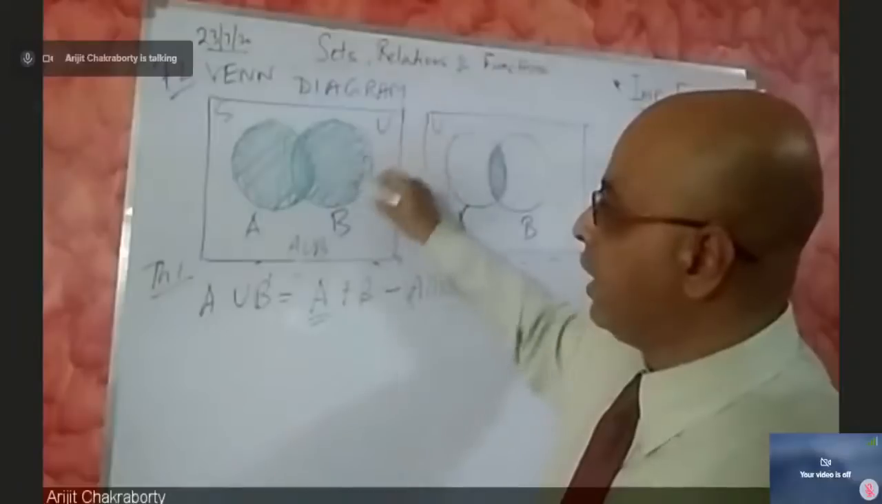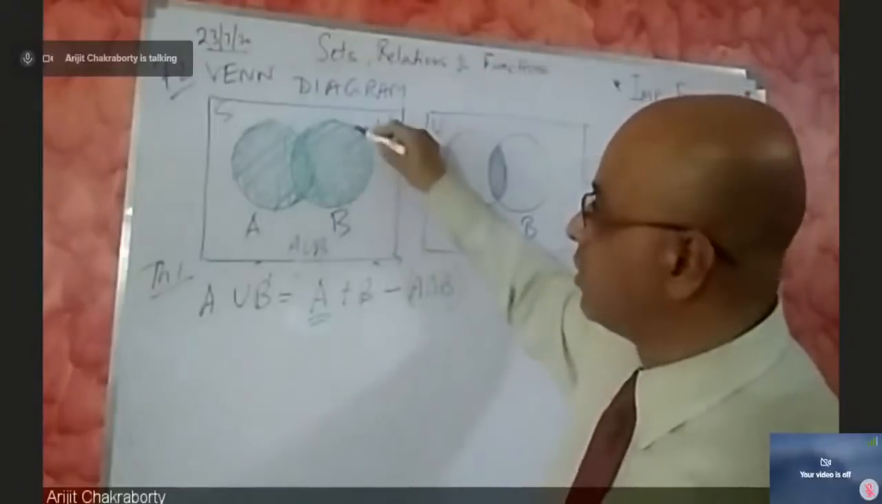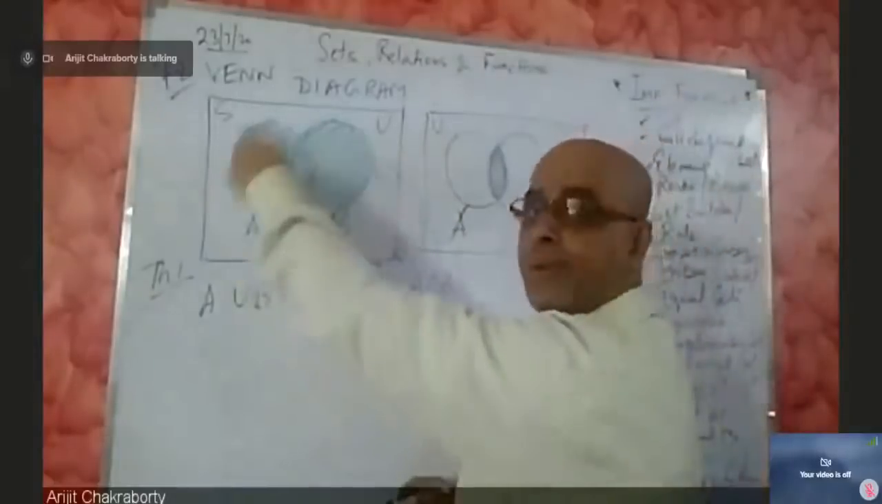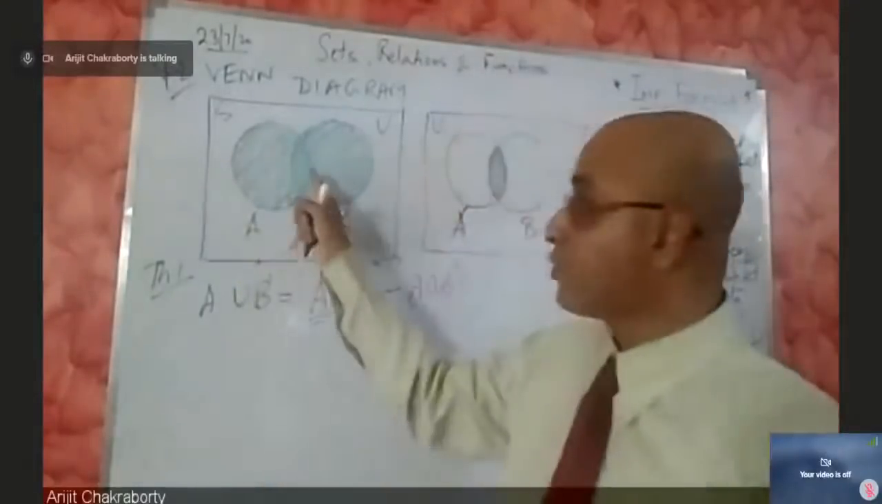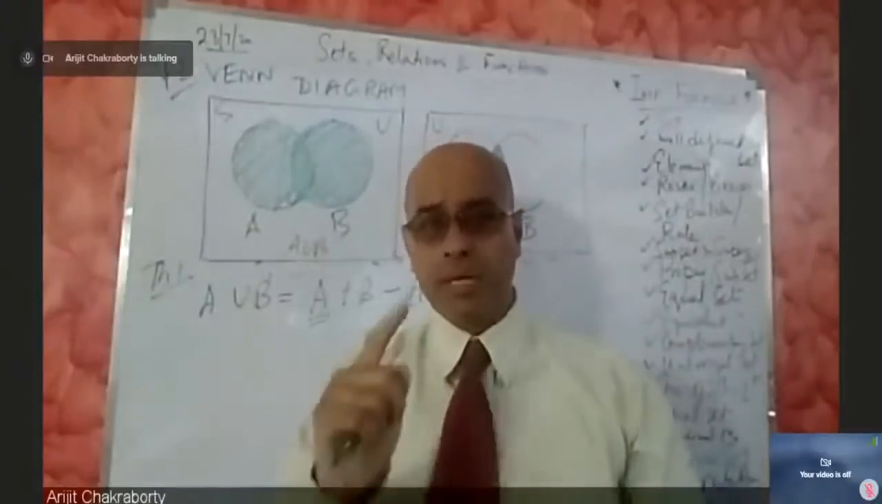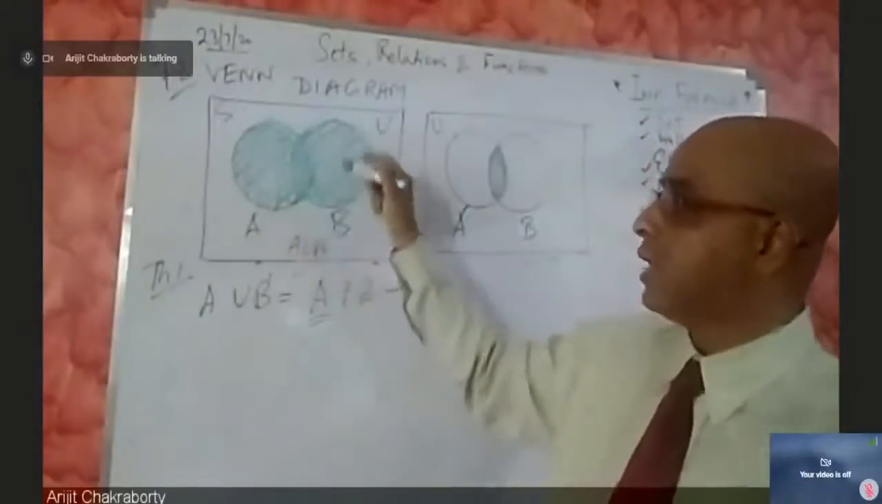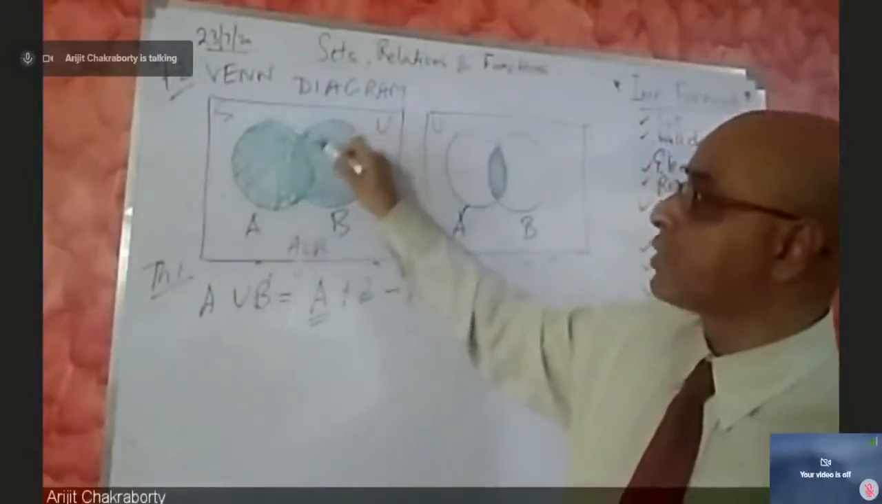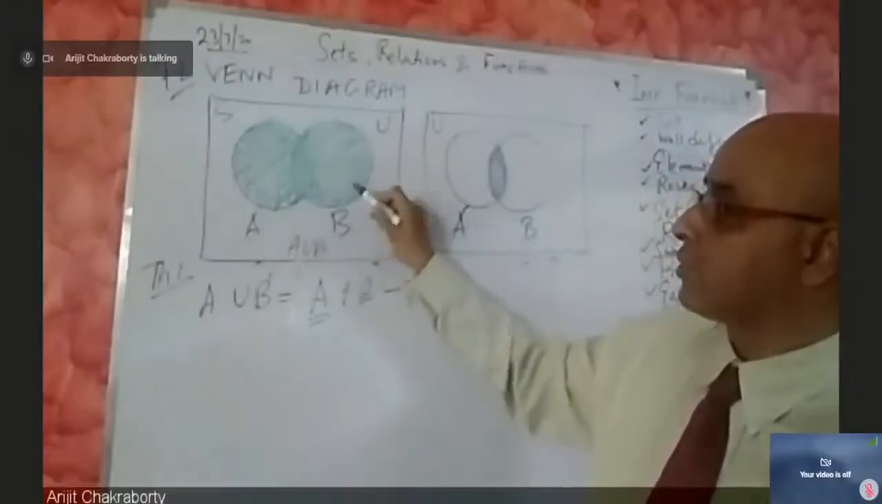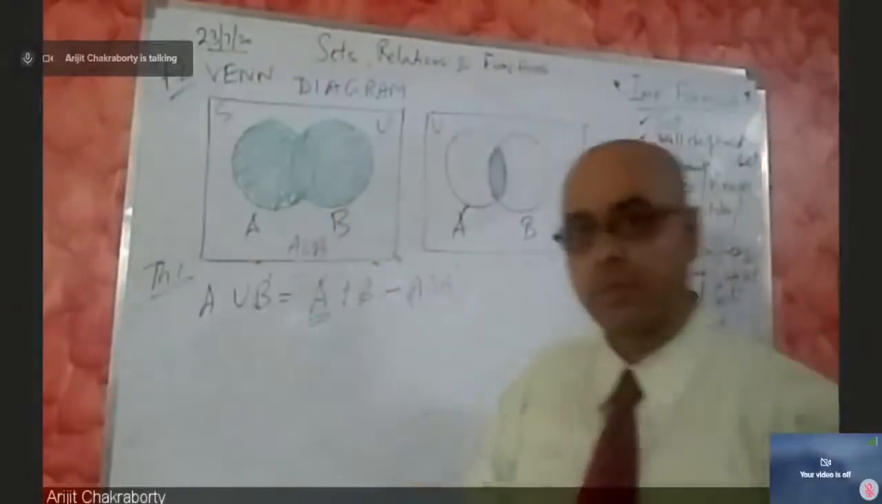B I am shading. And in the process I am also shading the common part once again. So A is shaded, B is shaded. But I have shaded the common part 2 times. Please see. I shaded once full A. Common part is shaded. Again I am shading set B, and the common area is also shaded.